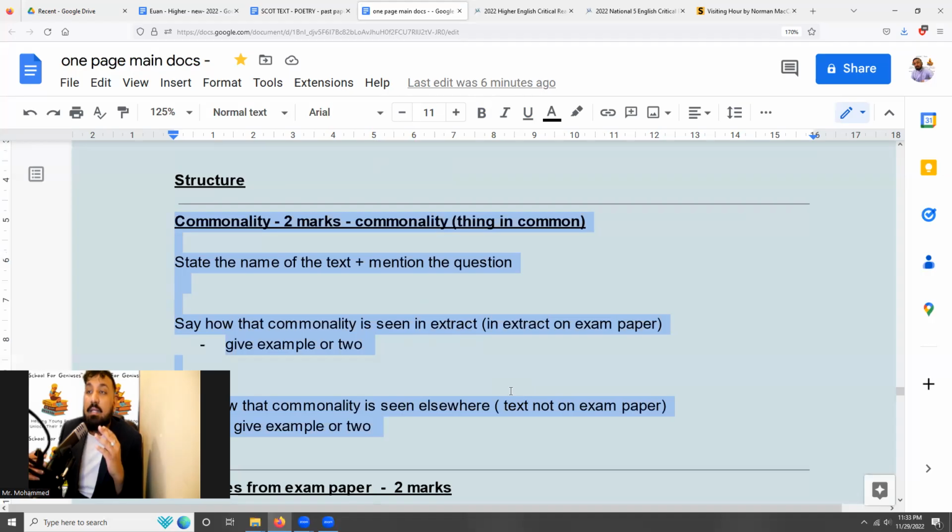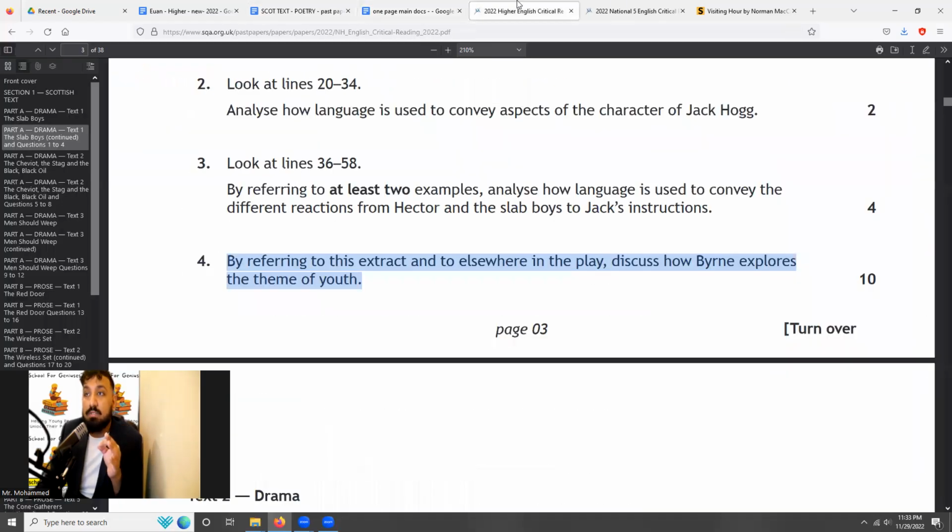Now, the thing to know, when you're looking first of all at commonality, is that commonality is just another way of saying thing in common. So the question will tell you what to focus on. Every question will tell you what they want you to focus on. So for example, here you have the theme of youth.